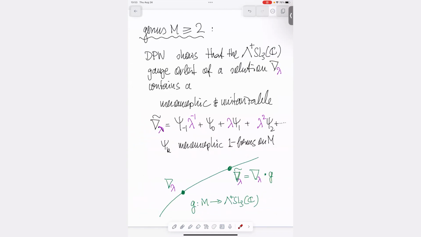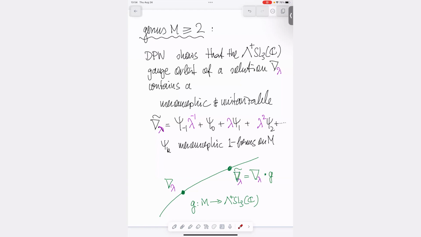In higher genus, you can't do that, but there's the DPW machine, which tells you there is a way to do it, namely that you can use this huge symmetry group as a gauge group, and then you can gauge this family into a meromorphic family. So this is now a meromorphic connection, and so you have better chances. It's no longer just a smooth connection, it's gauge equivalent to a meromorphic connection.